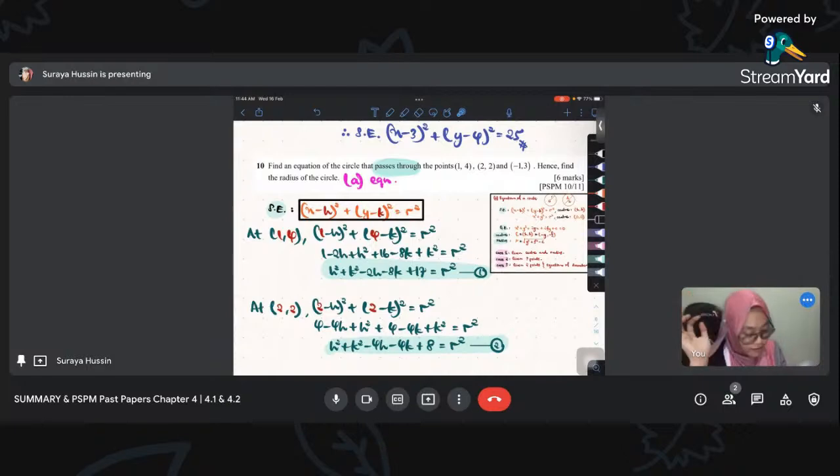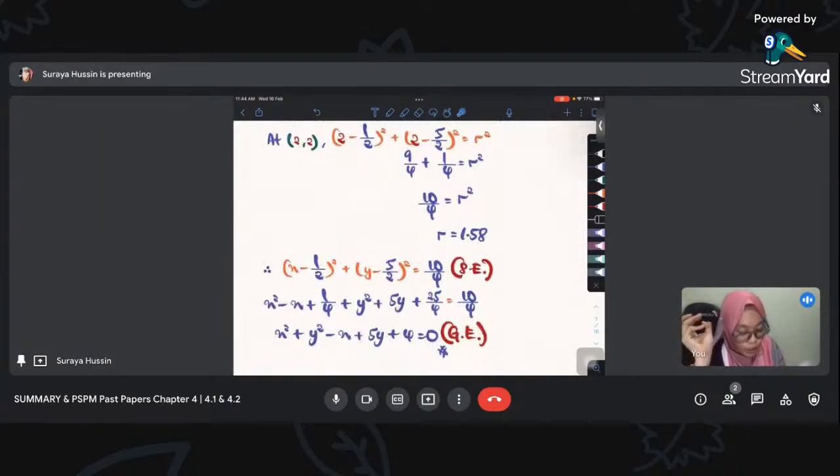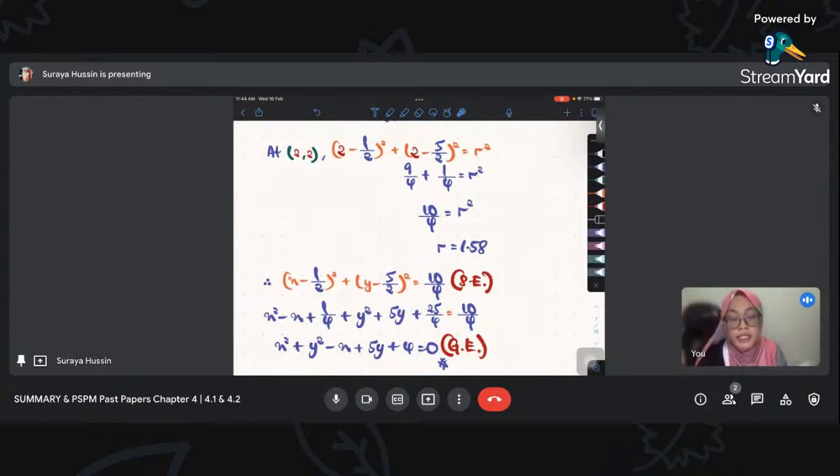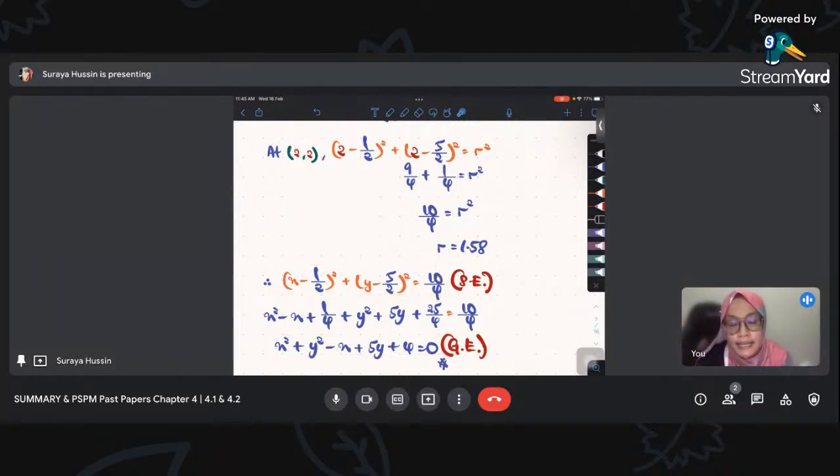Boleh ke semua orang? Faham ke? Is it clear untuk standard equation and general equation? Are you all clear over here? Are you all very clear at the finding equation of circle? Boleh nampak ke permainan dia? Boleh nampak ke case-case dia? Is it clear to you guys?